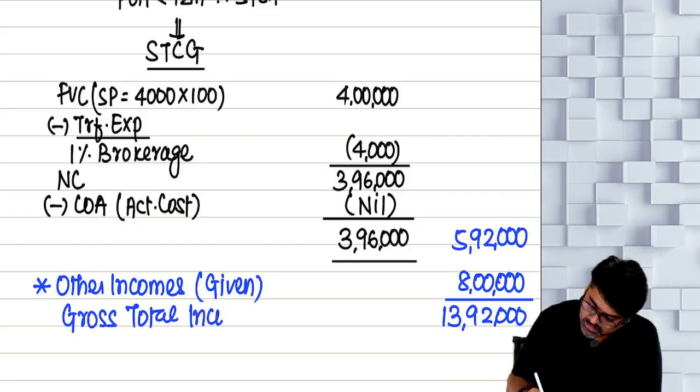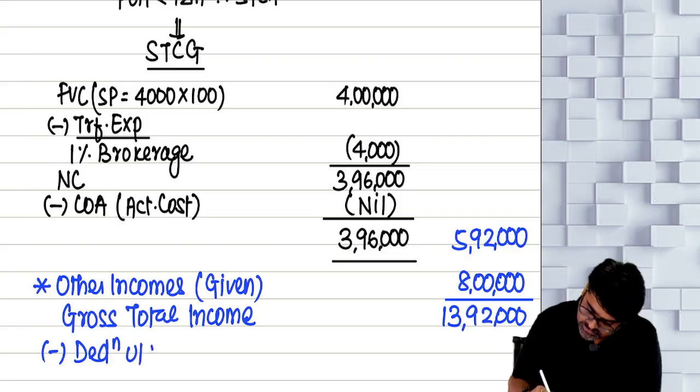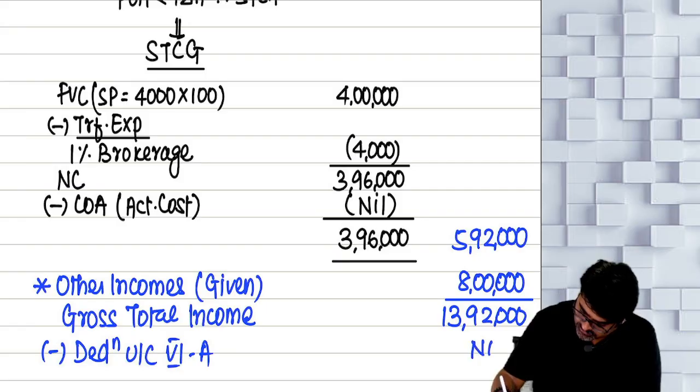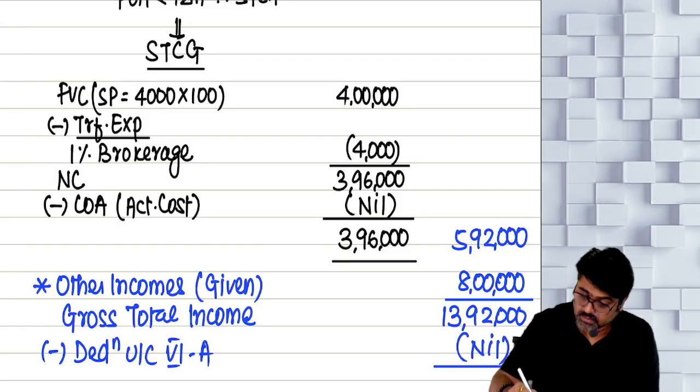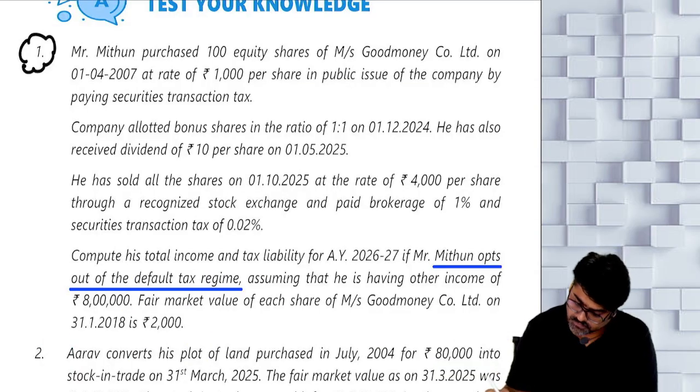Out of that, less deductions under chapter 6A. There is no chapter 6A deduction given in the question. So, what? My mistake, my mistake.